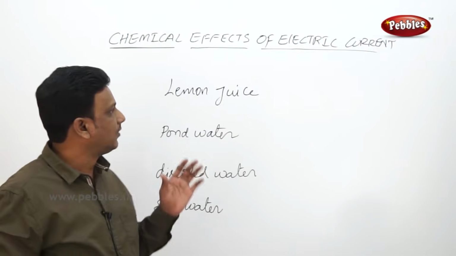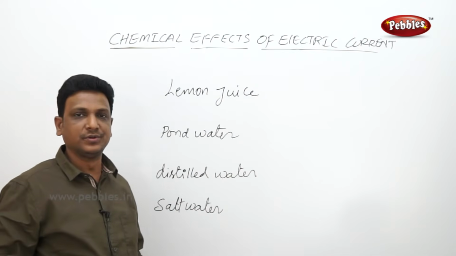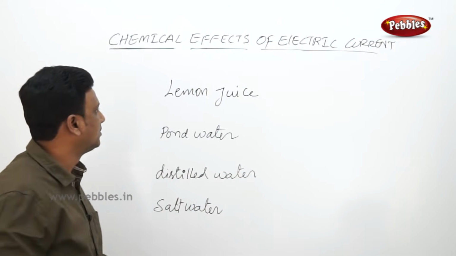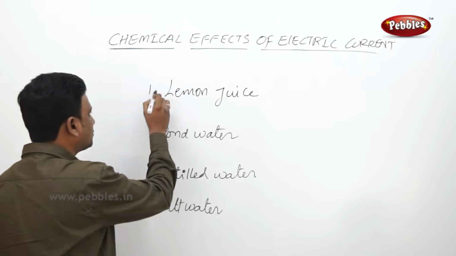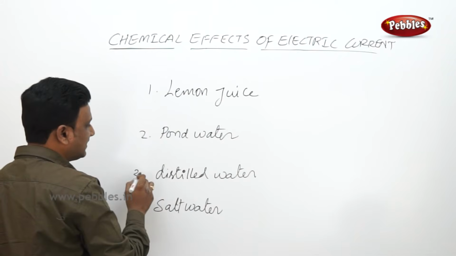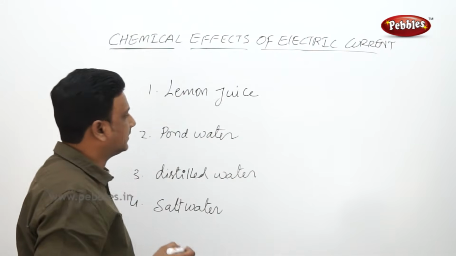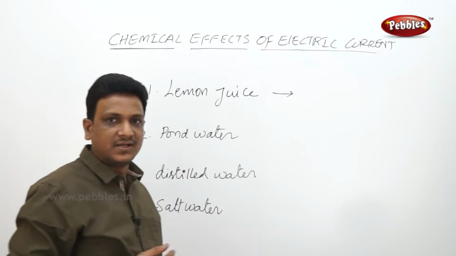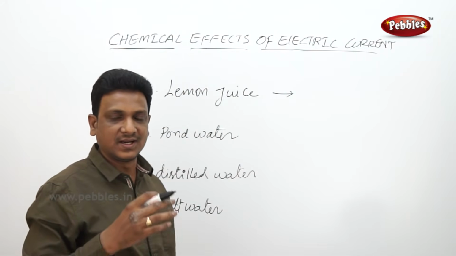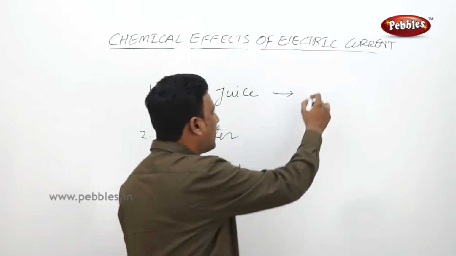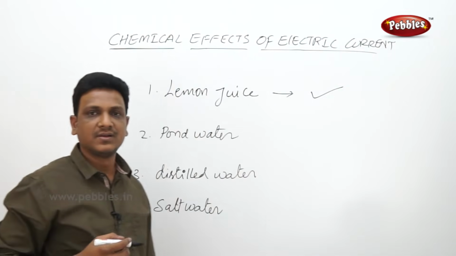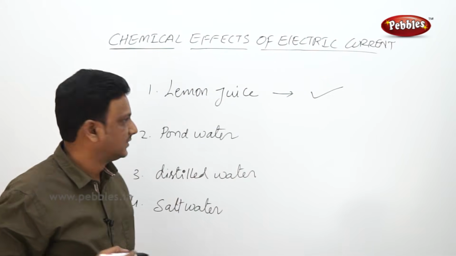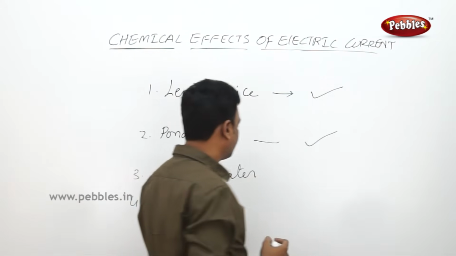Let's see. Now let us look at the conductivity of different solutions. We learned how to make a tester to test the conductivity of a solution. Here we have taken certain solutions. One is lemon juice, the second one is pond water, third one is distilled water, fourth one is salt water. When the lemon juice is tested with the tester to check whether it's conducting electric current or not, it will pass the test. Yes, it is a conductor. You will notice that the lemon juice is conducting electric current. If you test the pond water, yes, it is a conductor.